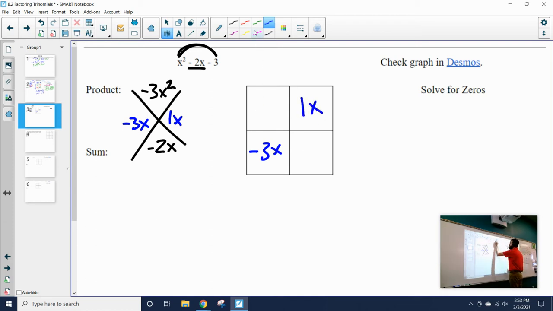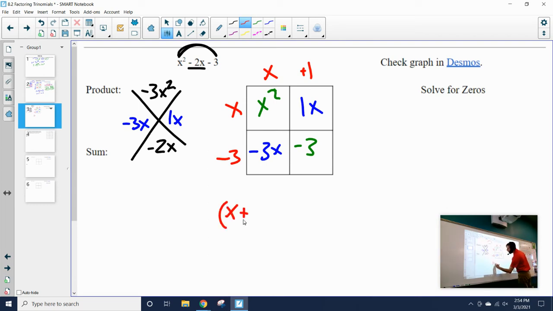I know in the top left-hand corner, I'm always going to put x squared. The bottom right-hand corner, I'm always going to put my last number, -3. And now I just need to fill in the outside. So I need to think what two numbers multiply to create x squared? Well, x and x create x squared. x times what number creates 1x? Well, x times 1 creates 1x. x times what number creates -3x? x times -3. And now I have the outside of my box. So I have my two factors. I have x plus 1 as one factor, and I have x minus 3 as my other factor.